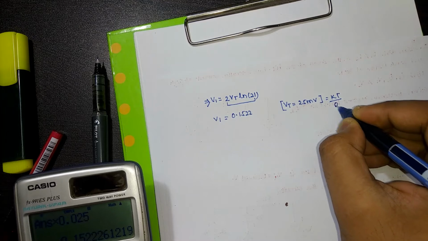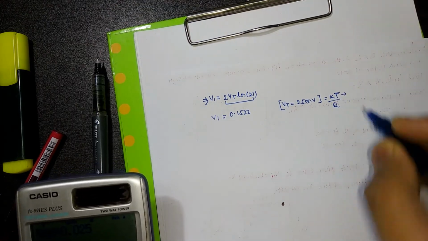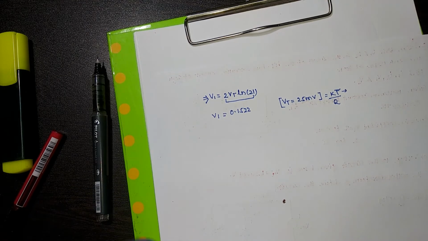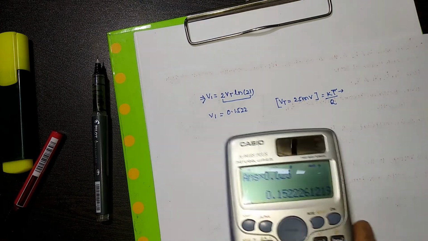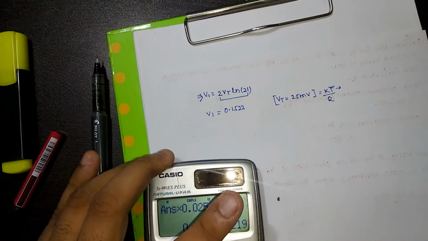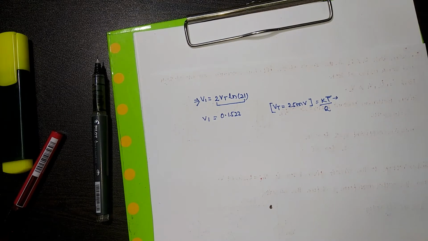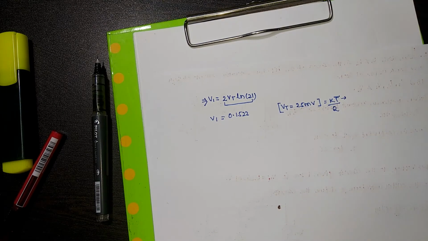If you want to solve, you can solve. K is the Boltzmann constant, T is the given temperature, and q is the charge. All the values are given. If you want, I can solve it; you will get nearly 25 millivolt. Okay, now V1 is calculated.